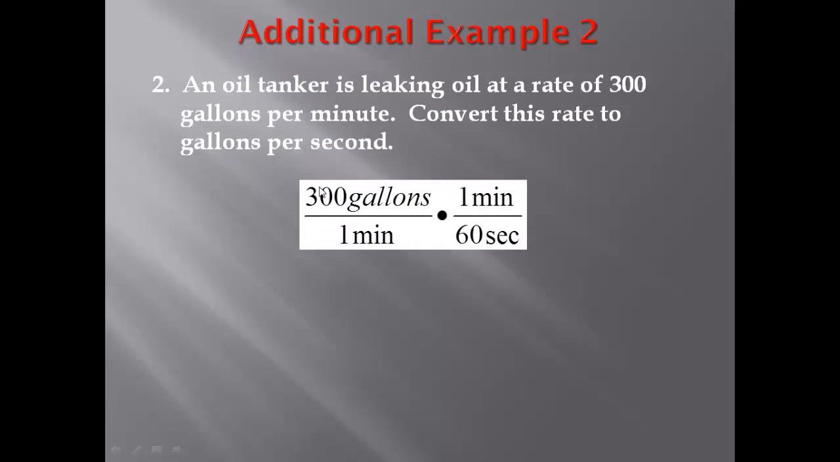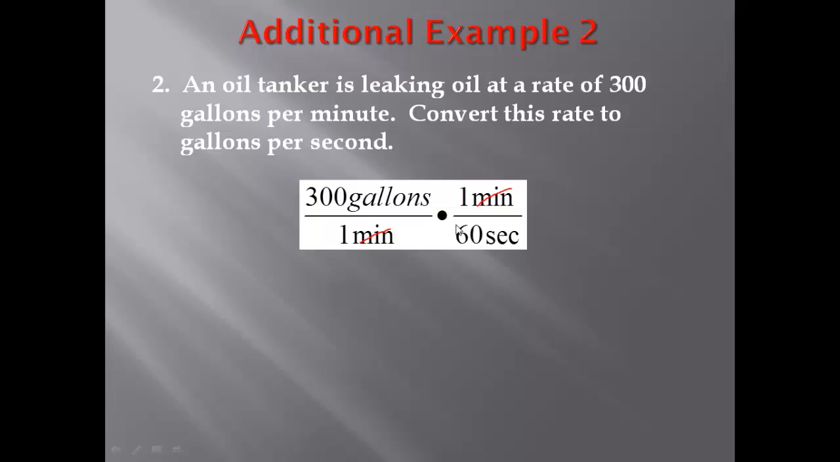So we'll start with what we know in our problem. We have 300 gallons per minute, so 300 gallons over 1 minute. Then we're going to multiply it by our conversion factor. We want to change minutes to seconds. Minutes is on the bottom, so I would need it on the top of the second fraction to cancel out. 1 minute is equal to 60 seconds. So I have 1 minute over 60 seconds.